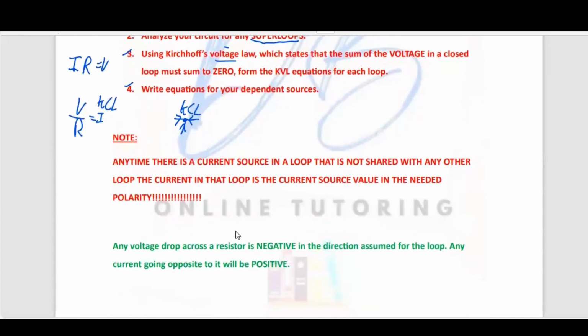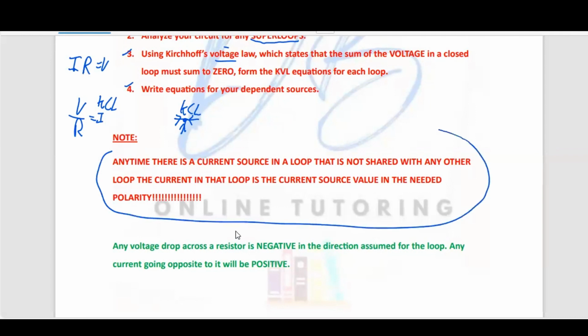Alright, so some things to take note of. Anytime there is a current source in a loop, as you'll see in the questions, that is not shared with any other loop, the current in that loop is the current of the current source, in the correct polarity. You will notice it for super loops anyway, when you get to that. I don't want to give out too much information. Just keep this in the back of your head. Any loop that has a current source, remember current sources look like this, that is not shared between two loops, the equation for that loop would just be the current source value, as you'll see. Let's keep it in your mind for now.